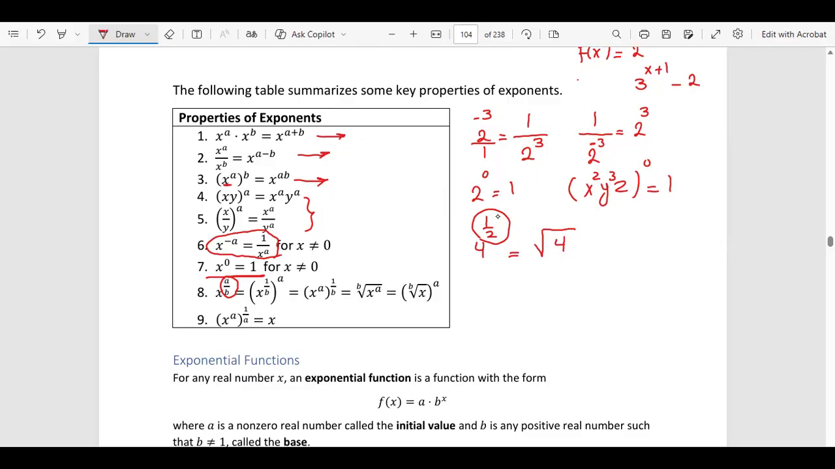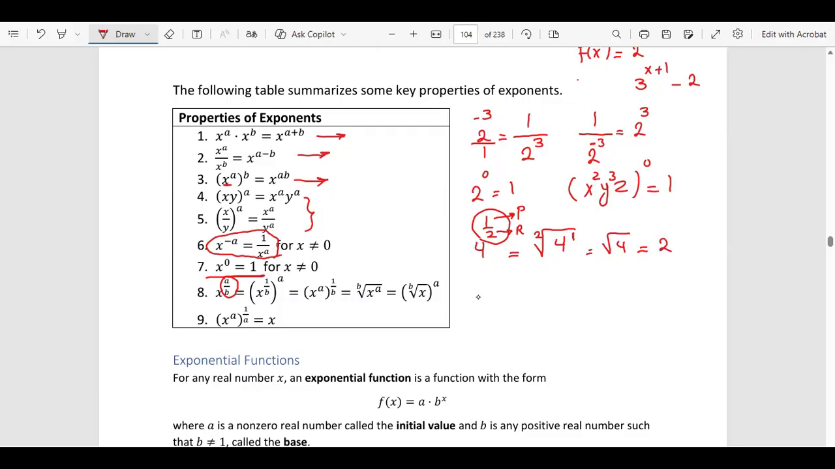And always the top number is the power of the number and the bottom number is the root of the radical. So the power of 4 is 1, the root is 2. So it means we have a square root of 4. And I know that the square root of 4 is 2.